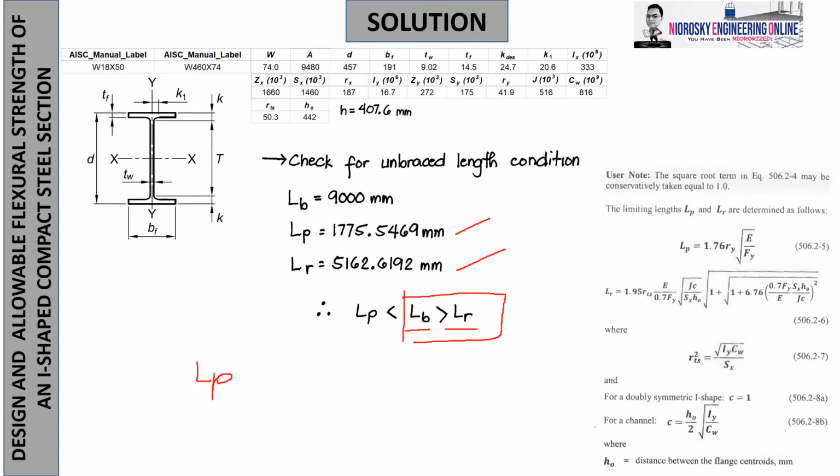Tandaan natin na may tatlong condition yan. Yung LP na more than LB, yung LB na nasa pagitan ng dalawa, LR at saka LP, at yung brace length na nagmo-more than ng LR. Okay? Mahalaga na makompute yan kasi ito yung magdi-define sa atin paano ko kukumpitin yung nominal moment capacity under flexural strength requirement.